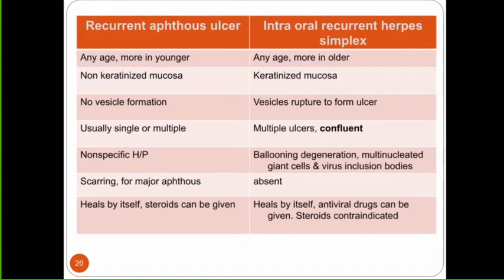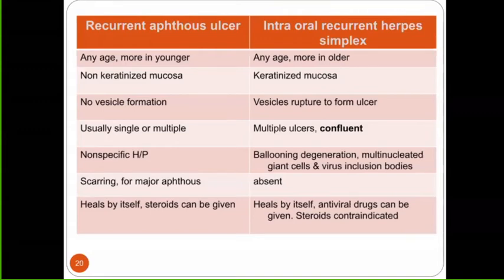Then recurrent aphthous ulcer is usually single, or multiple, 1 to 5. And herpes are multiple ulcers and they join together to form bigger ulcers. Okay, so that is one more characteristic. And when you stain an aphthous ulcer tissue, that means on biopsy, it's a non-specific histopathology. While on a section of herpes ulcer, it will show you typical characteristics of ballooning degeneration, giant cells are seen, virus inclusion bodies are seen. You must have heard these terms in oral pathology. Okay, so this is how you see them on cross section, that means your HP section.